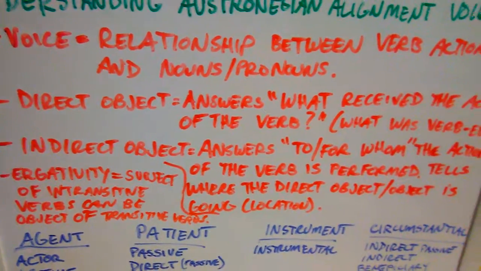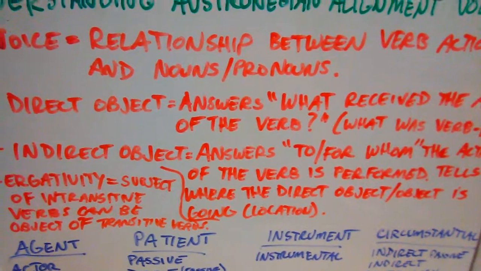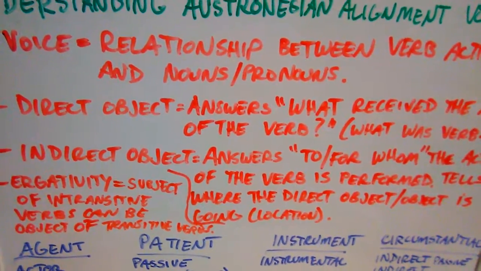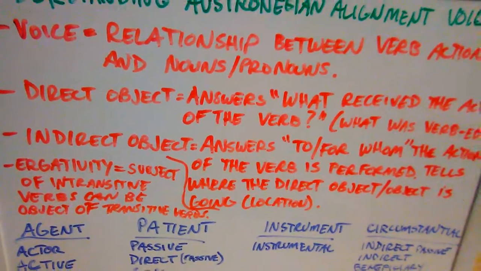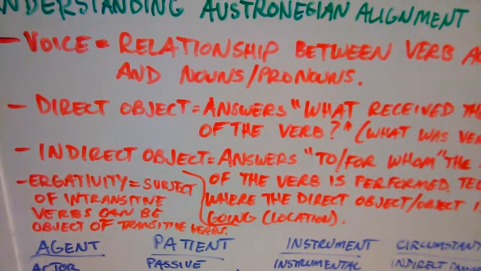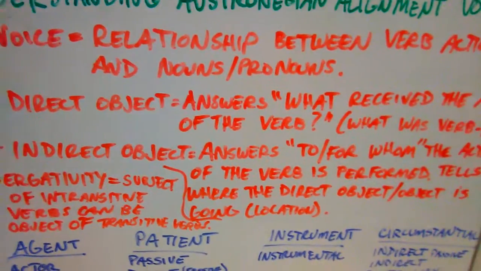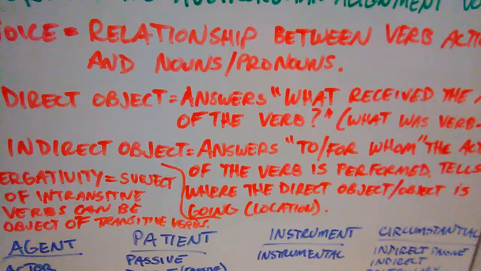Next is the indirect object. This one answers to or for whom the action of the verb is performed. And this tells us where the direct object, or whatever object it is, is going, right? It's showing location, in other words, right? To whom or to what, right? To whom or for whom is this verb being performed, right? It just answers that question.